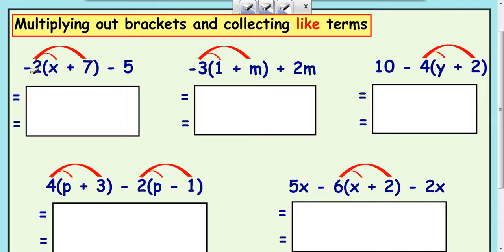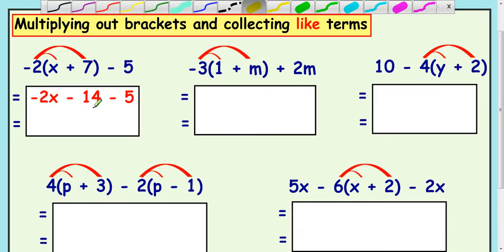So, as before in the last lesson, you multiply your negative number by your positive. So negative 2 times plus x, that's negative 2x. Negative 2 times plus 7 is negative 14, or just write take away 14. And the negative 2 doesn't affect this bit here. It's only the bracket that's been multiplied by the negative 2. So we just write take away 5.